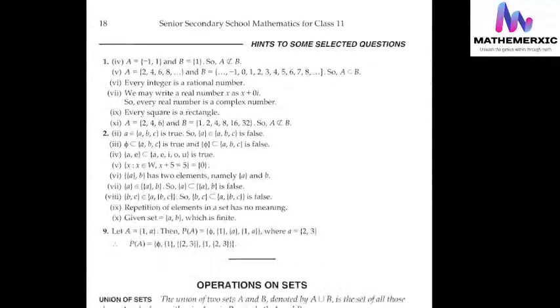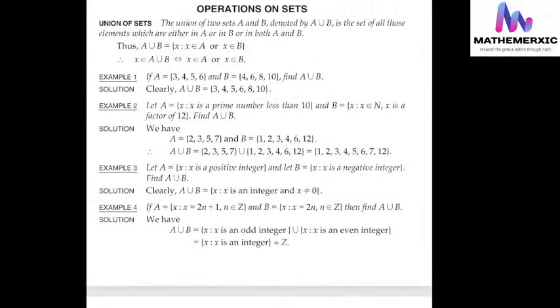Operations on sets we are just trying to understand now, and we will go further. Operations on sets, obviously A union B will be X such that X belongs to A or X belongs to B. Therefore X belongs to A union B implies X belongs to A or X belongs to B.